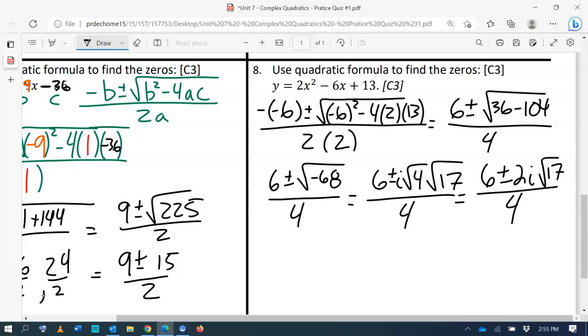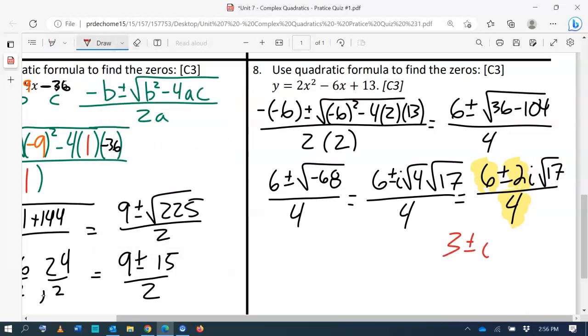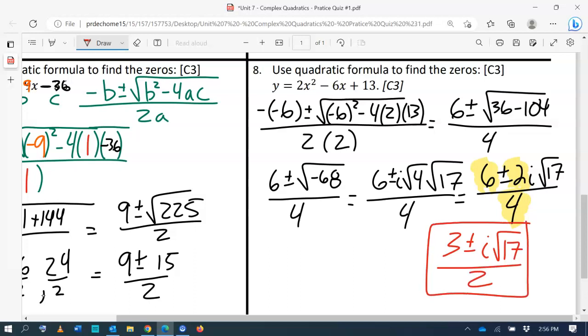And we have a situation where we can simplify. We have a 6, a 2, and a 4. Divide them all by 2. And we get our final answer, which will be 3 plus minus i square root 17 all over 2. And that's your last answer.